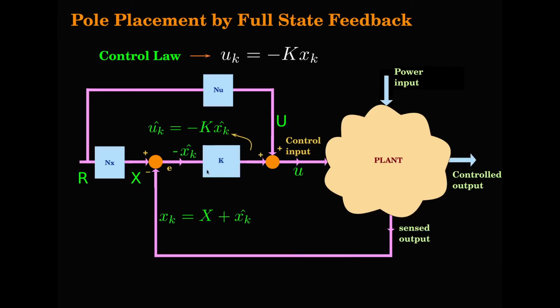To design K, Nx and Nu, let us start from the state space model of the plant. So let us write that down. x(k+1) is equal to Ax(k) plus Bu(k). So this is the state equation in the discrete domain.